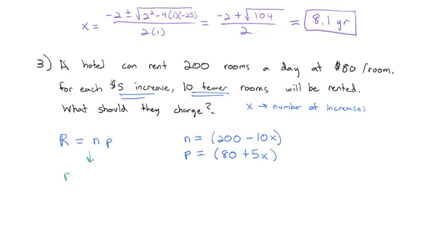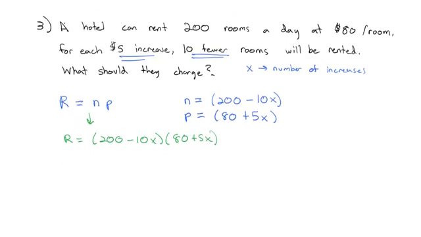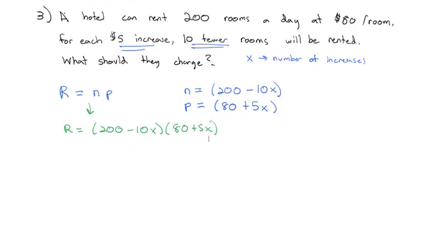Plugging that into the revenue equation, then, the number is 200 minus 10x. The price is 80 plus 5x. And we now have a function that we can use to maximize our revenue. To maximize the revenue, we know we take the derivative and set it equal to 0. We could use the product rule here, but this will probably be easier if I first FOIL this all out. So let's do that.